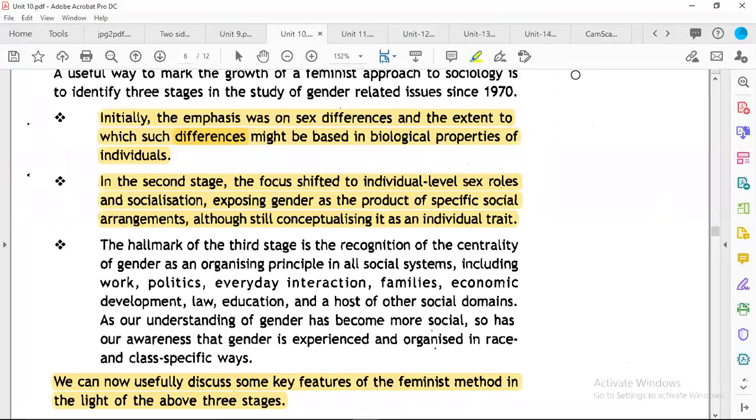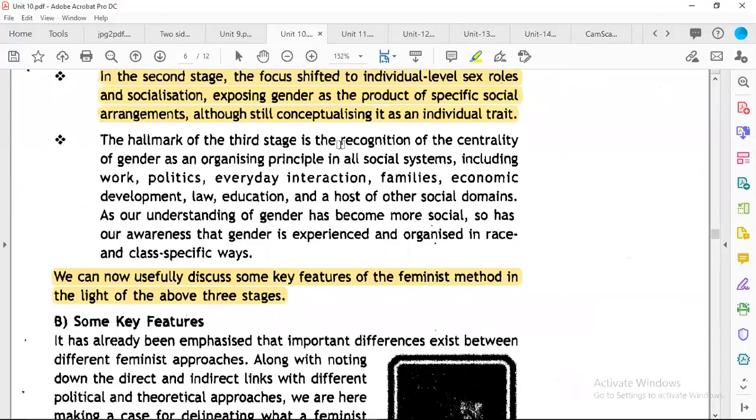But no, gender is not an individual trait. Gender is forced upon by society. Gender is constructed by society. Gender is present in social order, social class, and that specific thing was cleared in the third stage. The hallmark of the third stage is the recognition of the centrality of gender as an organizing principle in social systems, including work, politics, everyday interaction, families, economic development, law, education, and a host of other social domains. That means gender is not an individual trait.